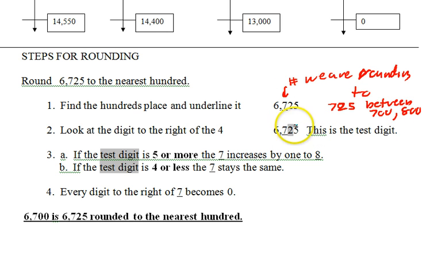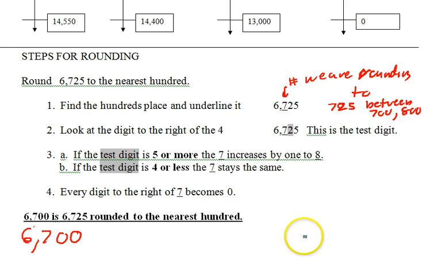Okay. So what we do is use that number to the right. That's called our test digit right here. And we already know the halfway point is at the 5. So that's what we say. If the test digit is 5 or more, then that 7 is going to increase to an 8. If our test digit, the one that's got the little gray box around it, is 4 or less, then that 7 is going to stay the same. Because looking at it, you have 725. Is 725 closer to 700 or is it closer to 800? It's closer to 700. So that means we leave that 7 alone. It's got to stay as 700, and then everything to the right becomes 0 because we want it to say 6,700 because we are rounding to the nearest 100.